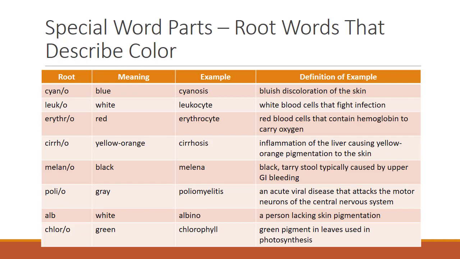The next word, ALB, indicates white. An example of this would be albino, which means a person lacking skin pigmentation. And then the last word on the slide is chloro, meaning green. An example would be chlorophyll, which means a green pigment in leaves used in photosynthesis.